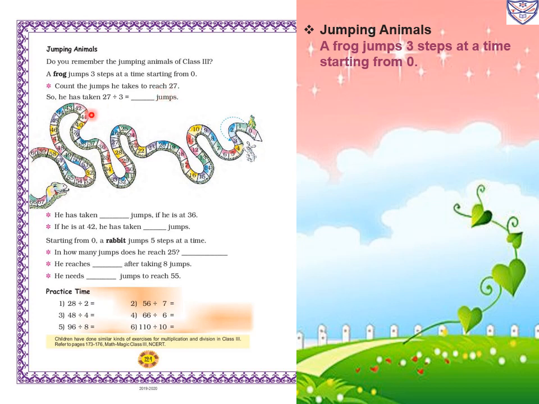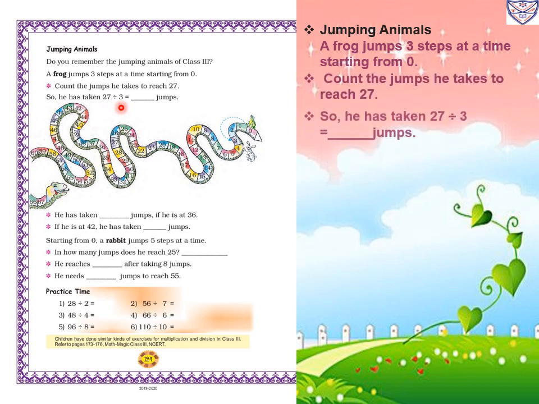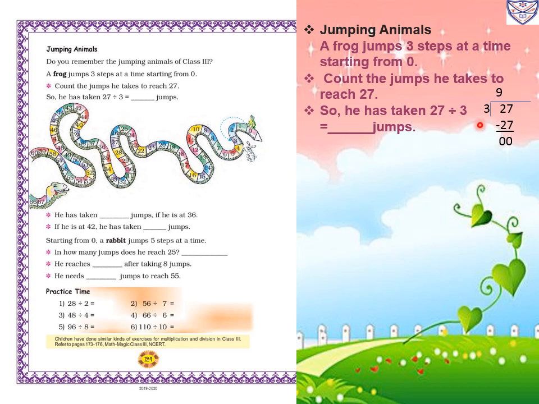So how will we do it? We will divide by 3. So 27 divided by 3 equals dash jumps. We will look in the 3 table for 27. Yes, 3 nines are 27. So she has taken 9 jumps. The frog has taken 9 jumps to reach 27, because the frog is jumping 3 steps at a time.